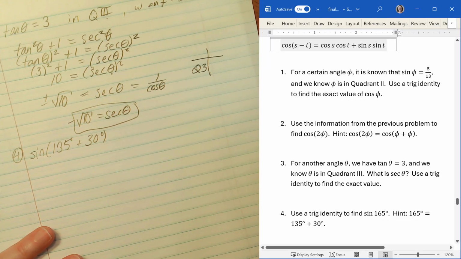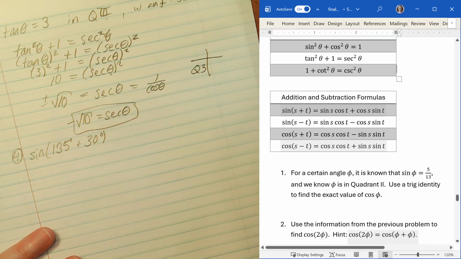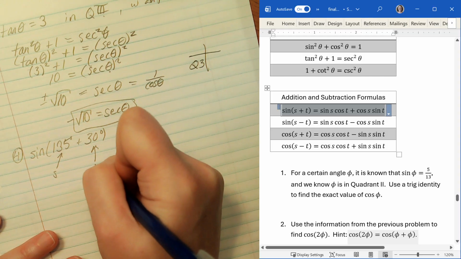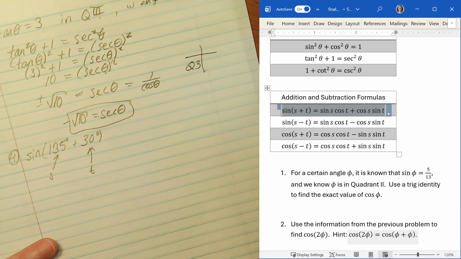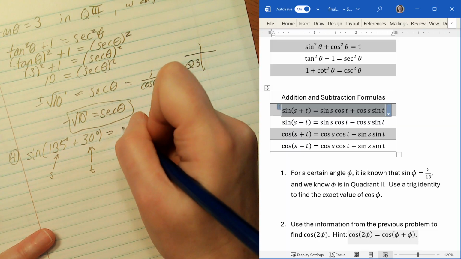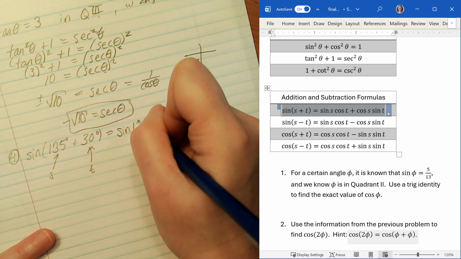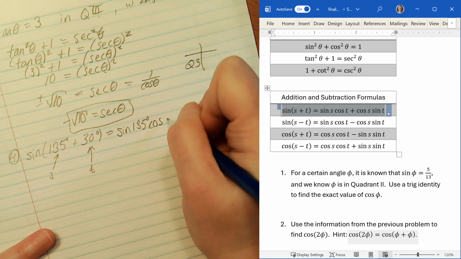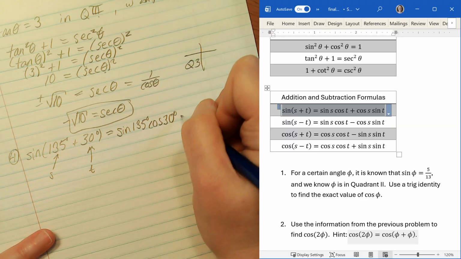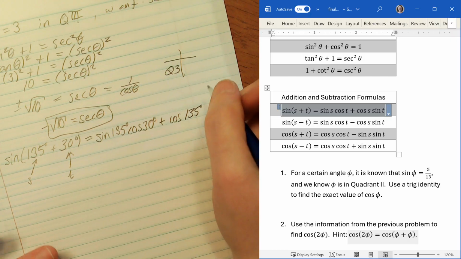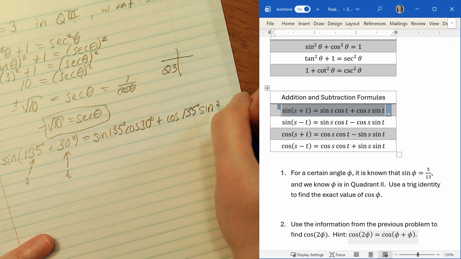Alright, so I'm going to use an addition formula for the sine of a sum of 2 angles. It's this one. So for S, I'm going to put in 135, and for T, I'm going to put in 30. So I just need to fill in the right-hand side of this formula, and hopefully then I can calculate it. So this is going to be sine of 135, and then cosine of T, so that'll be 30. And then plus cosine of S, so that's 135, and then sine of T, so that's 30.